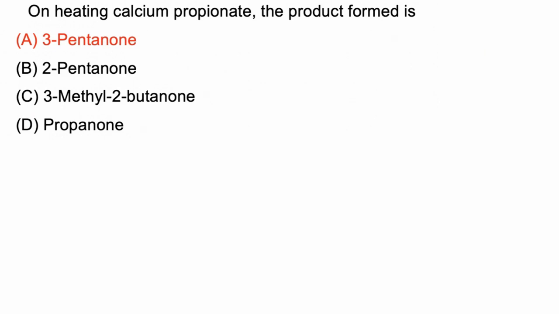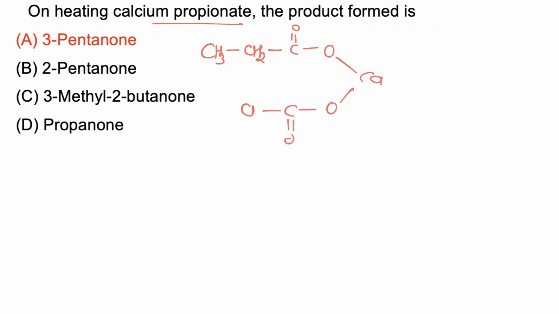In this question we have to identify what product is obtained when calcium propanoate is heated. Now calcium propanoate is the salt of propanoic acid with calcium hydroxide. Calcium propanoate on heating releases a calcium carbonate molecule. Removing the calcium carbonate molecule, CaCO3, it will be converted to pentanone.